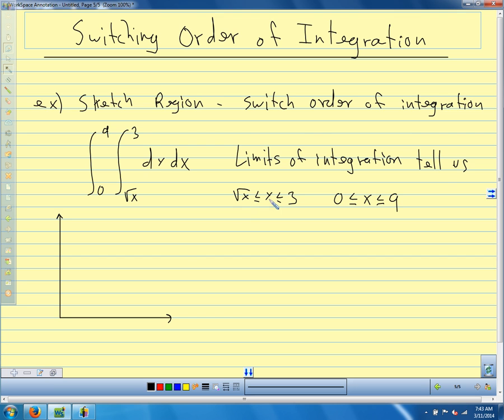So y is going to go from the square root of x to 3. Well, here's y equals square root of x. And here's y equals 3. And here is x equals 9. So in my sketch here, is the region above or below y equals square root of x? y goes from the square root of x to 3. So that tells me my rectangles are here. y varies from the square root of x to 3, and x varies from 0 to 9. So this would be my region.